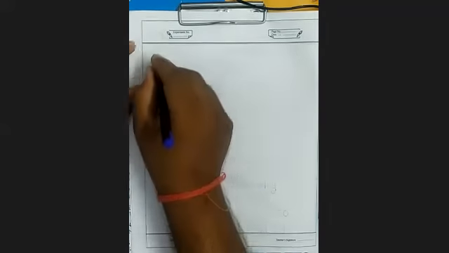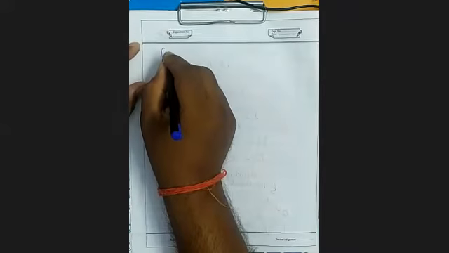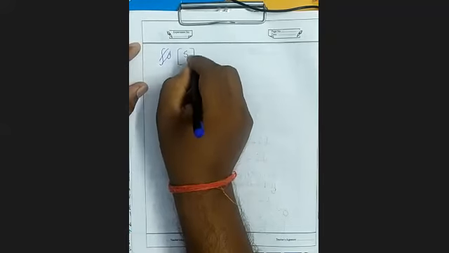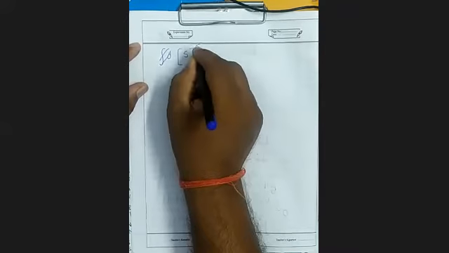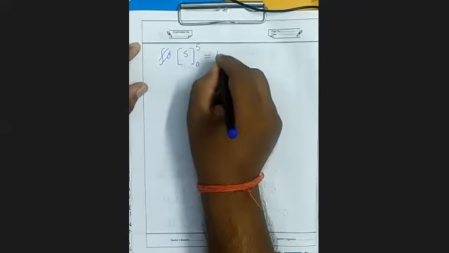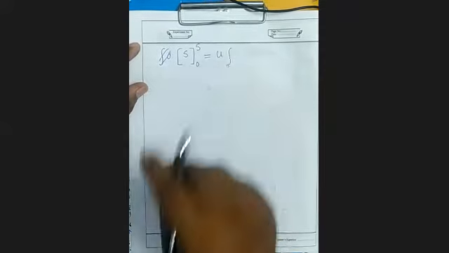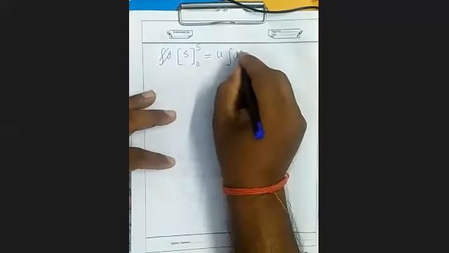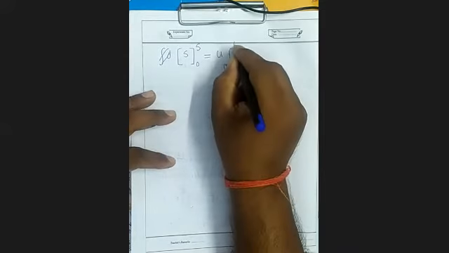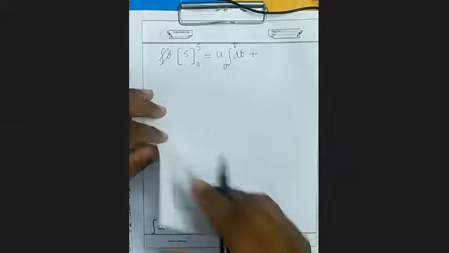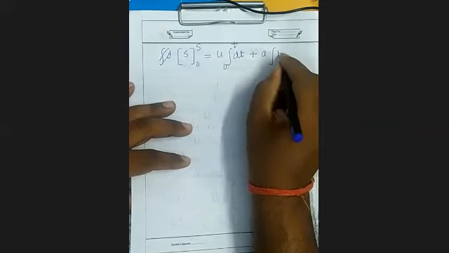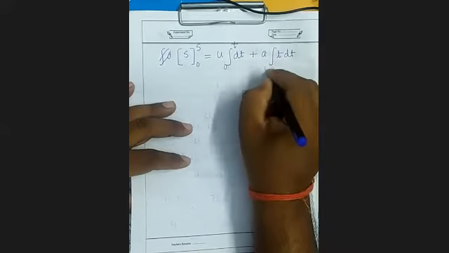Here it is integral. No, not integral. It is s, limit is from 0 to s, equals to u integral dt perhaps. dt, limit is from 0 to t, plus a integral t dt. Limit is from 0 to t.